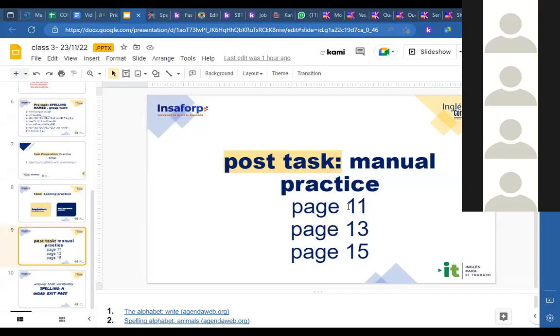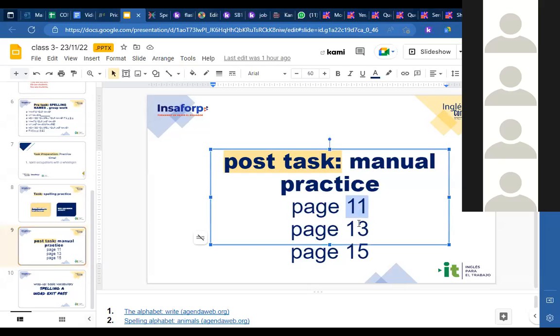Pages are 11, 13, and 15. Page 11. Y ese manual. El manual que mandó ayer. Sí, el manual que les envié ayer, sí. No lo tengo. Ayer lo mandó. En WhatsApp. Page 11, 13, and 15. Page 11, page 13, and page 15. ¿Qué es lo que vamos a hacer ahí?